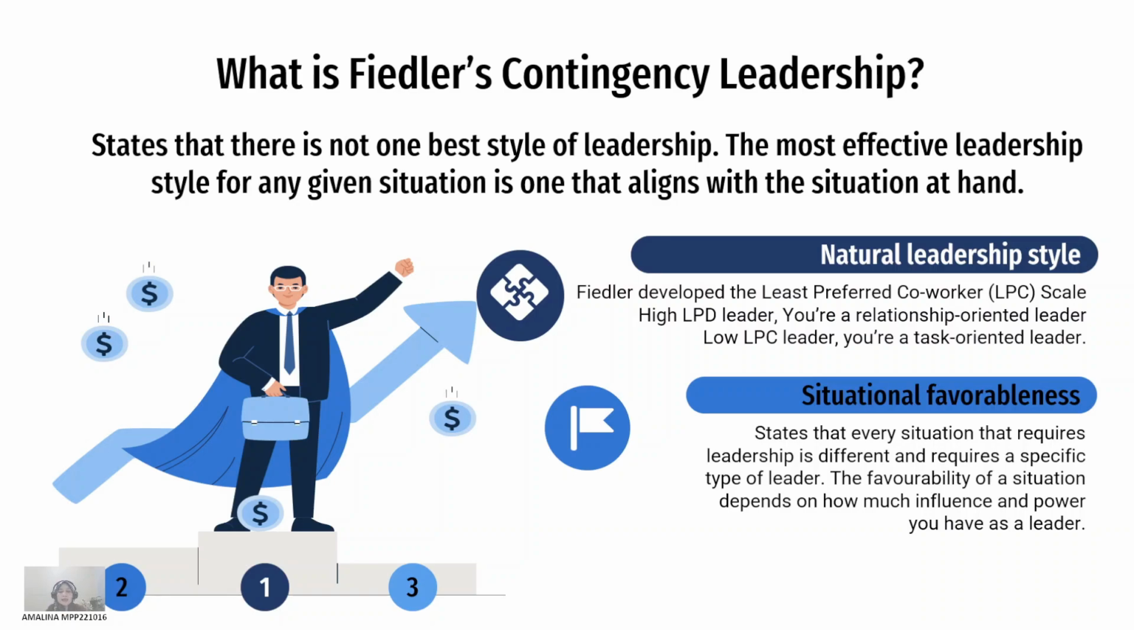Situational favorableness is determined by three variables. First is leader-member relations, two, task structure, while last is position power.